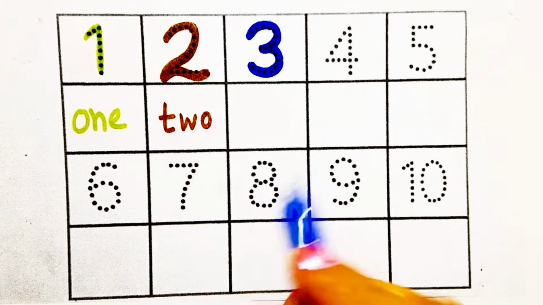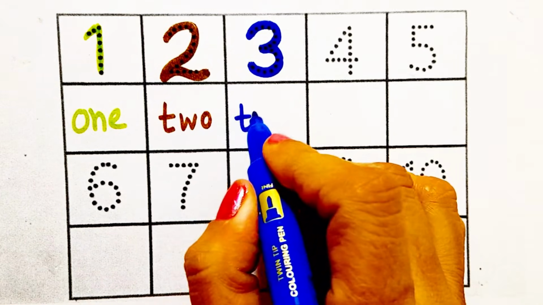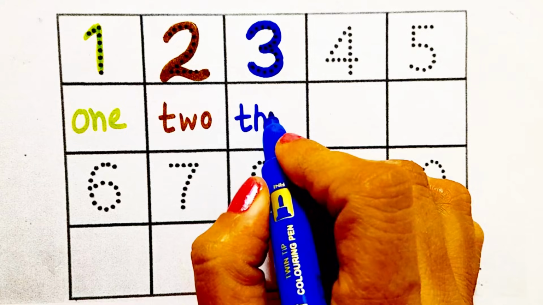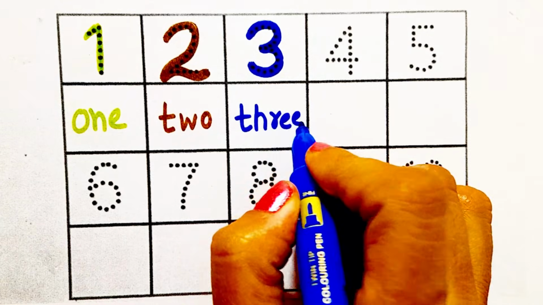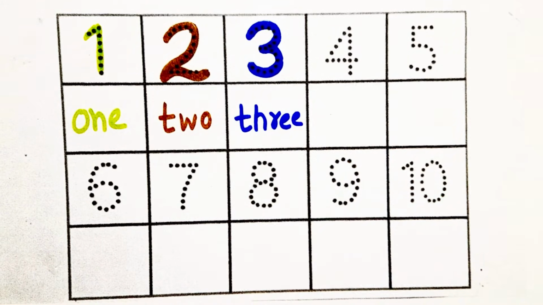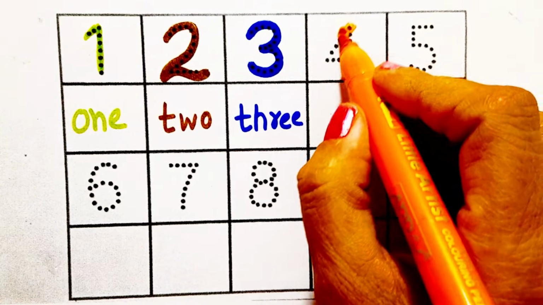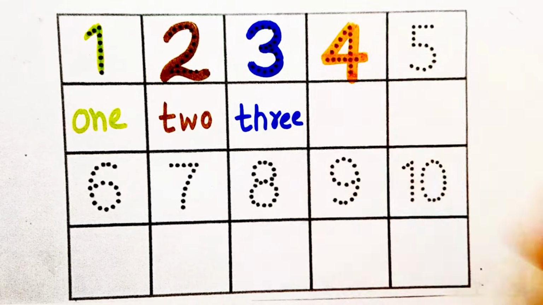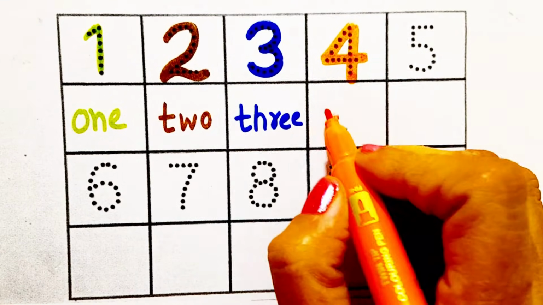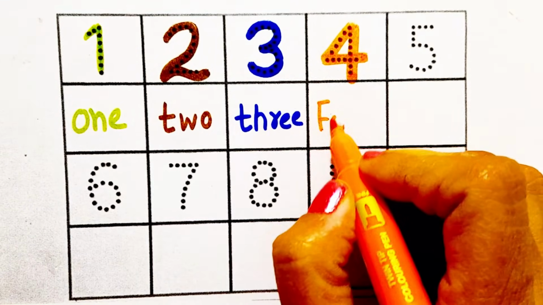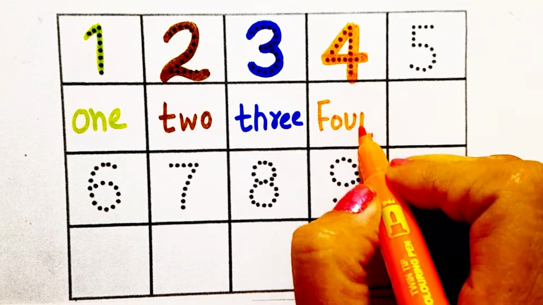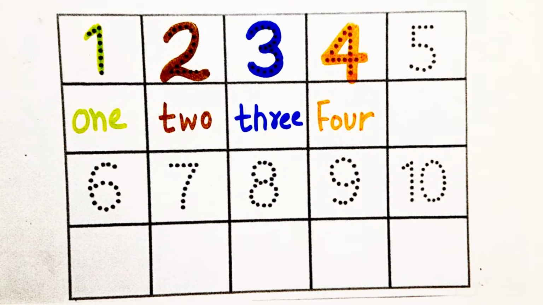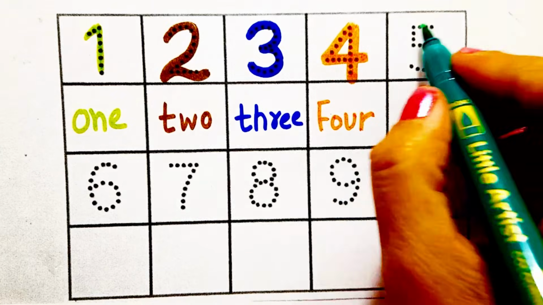Next, this is number 3. Number 3, and the number name is T-H-R-E-E, we call it double E. T-H-R-E-E, 3. The next number in the series is number 4. Number 4, and the number name is F-O-U-R, 4. Repeat, F-O-U-R, 4.